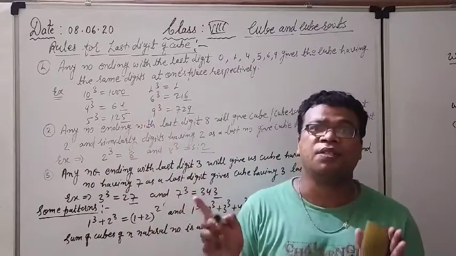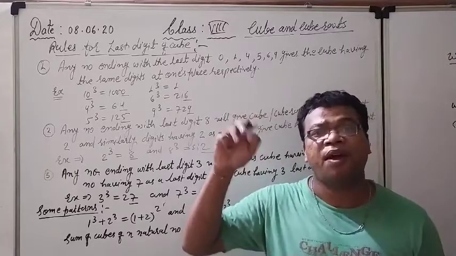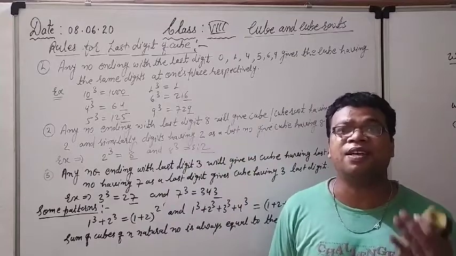And if it is the reverse, if the last digit is 8 and I find the cube of that number, I will get the last digit as 2.